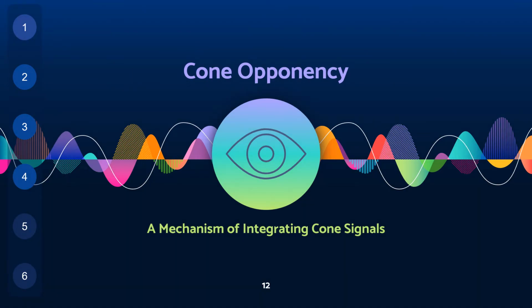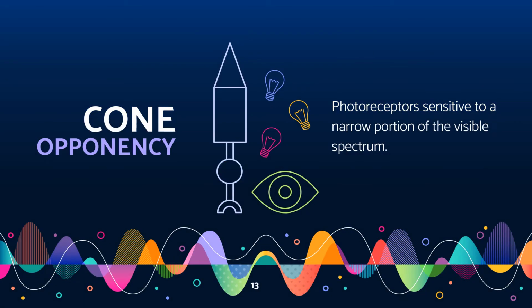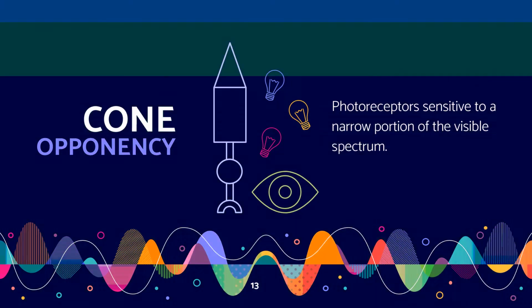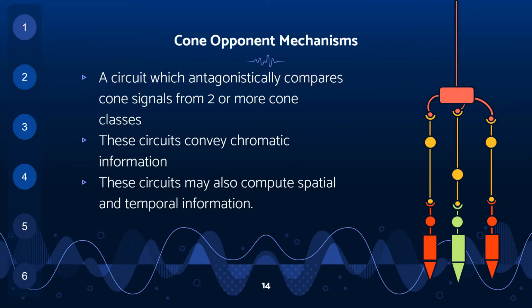Now let's dive into cone opponency, a mechanism for integrating cone signals. The cone in cone opponency refers to cone photoreceptors, which are photoreceptors sensitive to a narrow portion of the visible spectrum and form the foundation for color vision. Cone opponent mechanisms are circuits which antagonistically compare cone signals from two or more cone classes. These circuits are named for the fact that they convey chromatic information, but they may also compute spatial or temporal information as well.